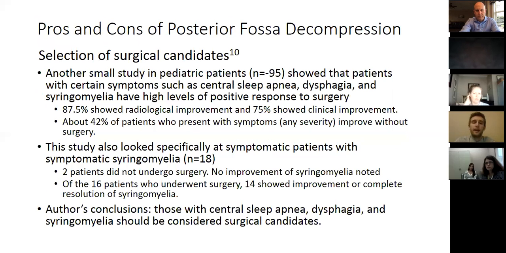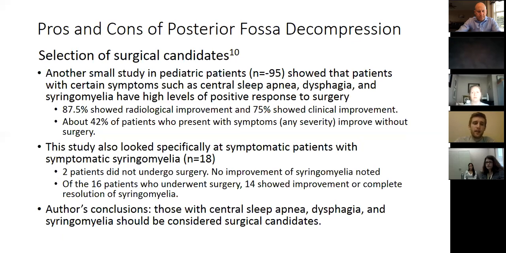So how are surgical candidates selected? Some of these studies went in to see, at what point should we decide surgery, how severe do the symptoms have to be. So in pediatric patients with certain symptoms such as central sleep apnea, dysphagia, and syringomyelia, some of your most severe symptoms, have the best success rates. So about 87.5% showed radiological improvement. Does the radiological improvement necessarily matter? Who knows? But 75% actually did show clinical improvement, which is the important number there.